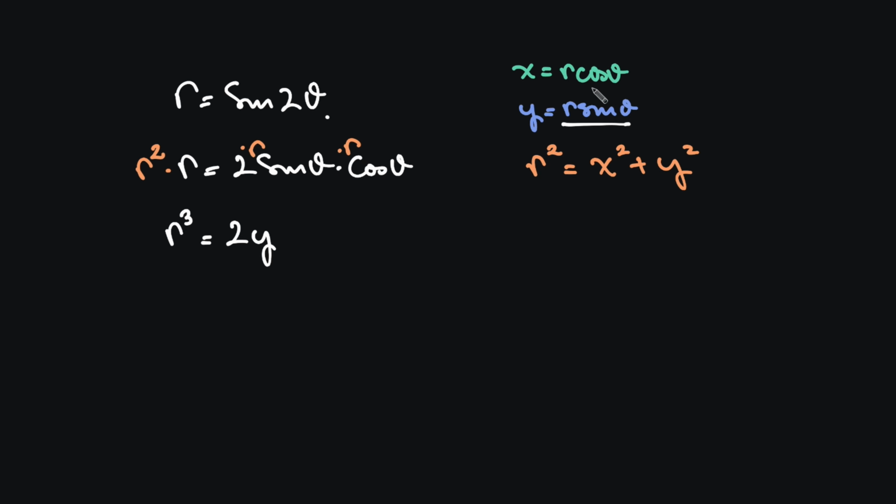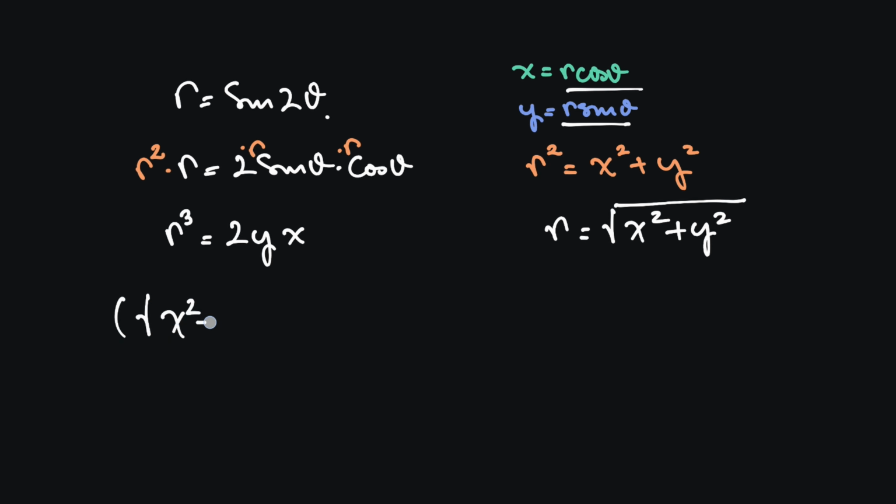And we know that r cosine of theta is x, so times x, right? But also, if we isolate r, r is equal to the square root of x squared plus y squared, right? So I can substitute r by the square root of x squared plus y squared, to the power of 3. That is equal to 2xy, right?